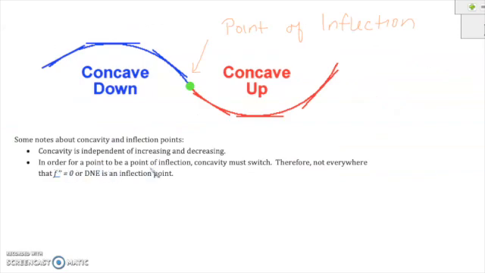So in order for a point to be a point of inflection, the concavity must switch, okay? So if this is a second derivative here and I have 0 and 2 and this is still positive, it's not an inflection point. Okay, it's only an inflection point if the concavity changes. That's a very important thing. So not everywhere where the second derivative is equal to 0 or does not exist is an inflection point. You need to have concavity changing for this special point here to be called a point of inflection.